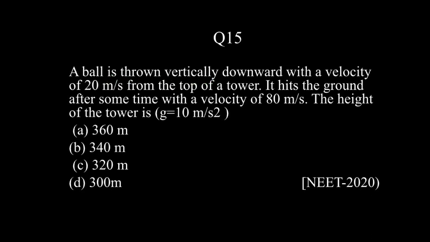A ball is thrown vertically downward with a velocity of 20 meters per second from the top of a tower. It hits the ground after some time with a velocity of 80 meters per second. The height of the tower is.